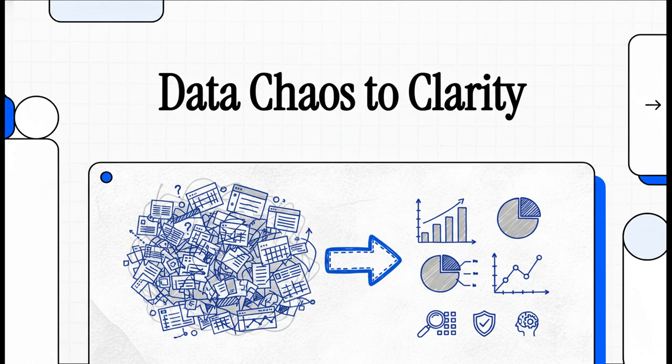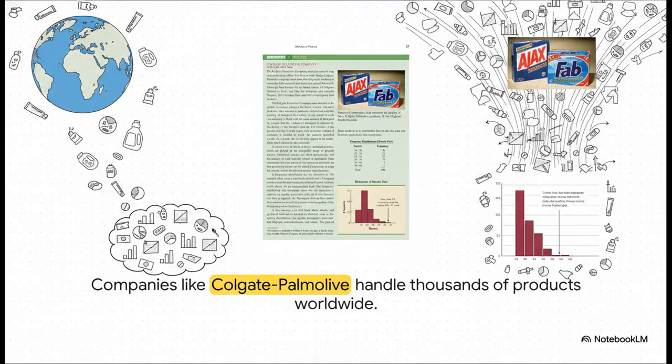Okay, let's jump in. So picture a giant company, someone like Colgate-Palmolive. I mean, these guys operate in over 200 countries. They have a ton of products, everything from toothpaste and pet food to soap. Every single day, they are just flooded with information. Sales numbers, customer reviews, supply chain data, you name it. It's an absolute avalanche of data.